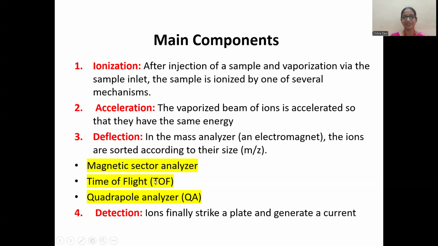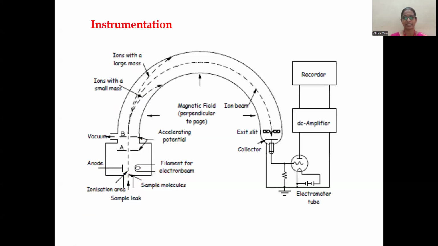Here, three different types of deflector are possible; we will see them one by one later. The last is detection. The ions that finally strike the plate generate a current, and that is detected with the help of a detector.